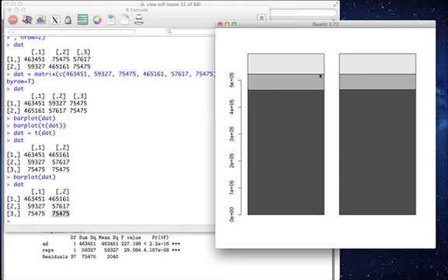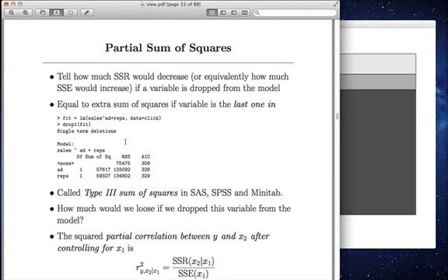Those two slices are exactly equal. These two slices are going to be slightly different. So this one has a size of 59,000, this one is 57,000 something. It's just that because the scale is so big, they look identical. So those are the extra sums of squares.